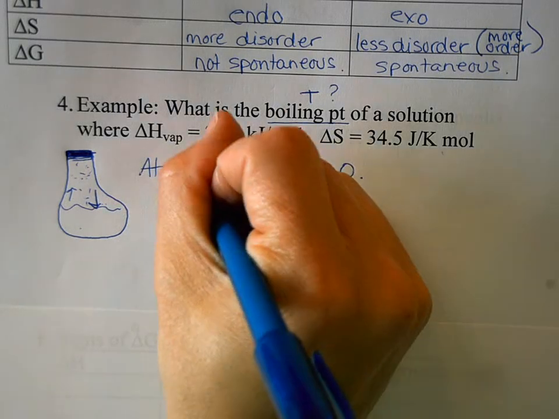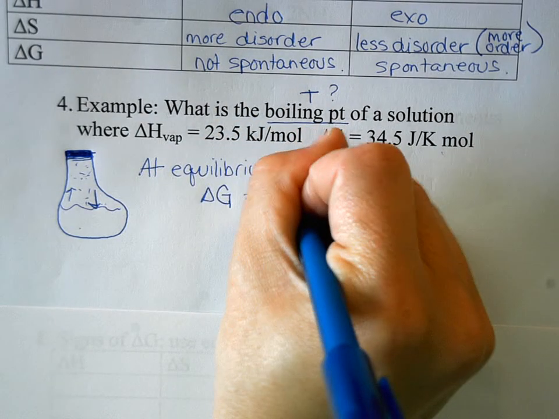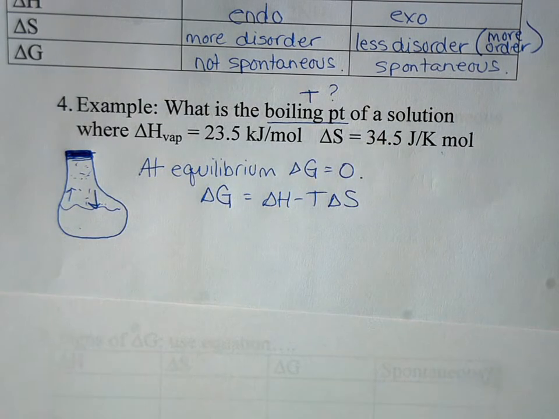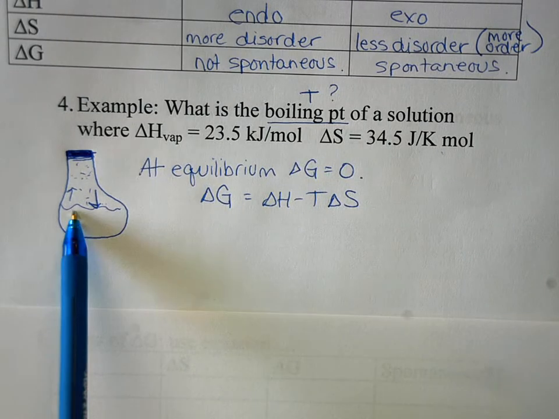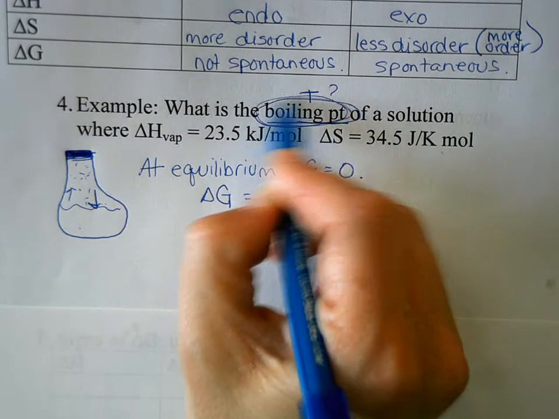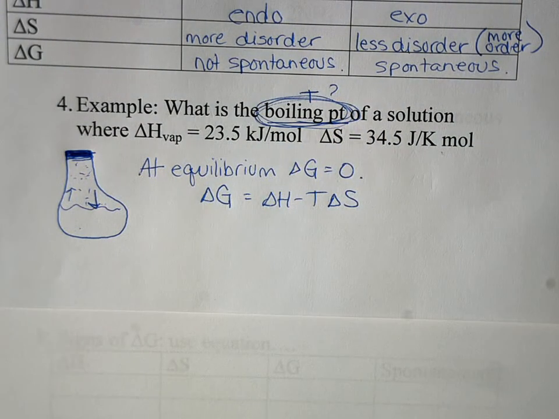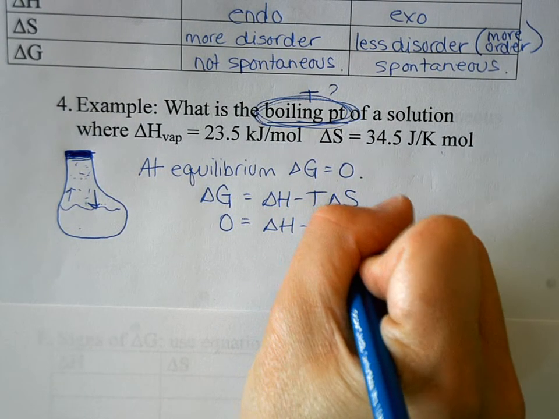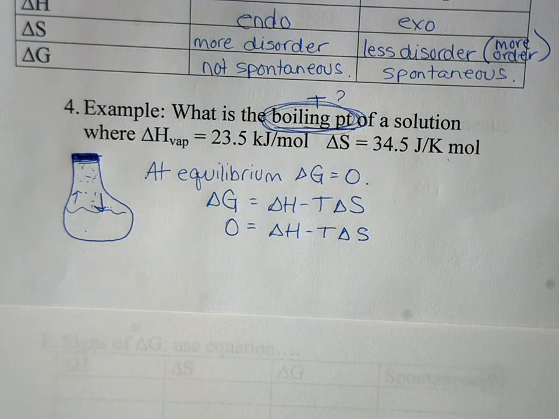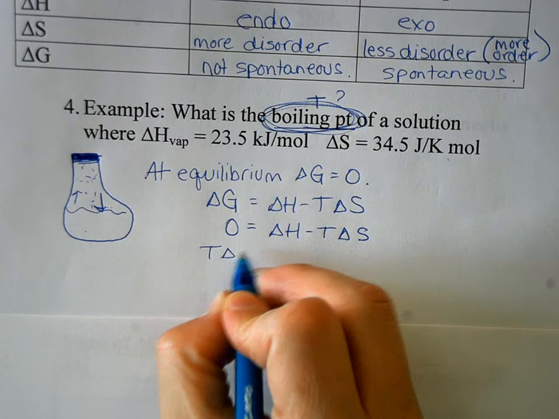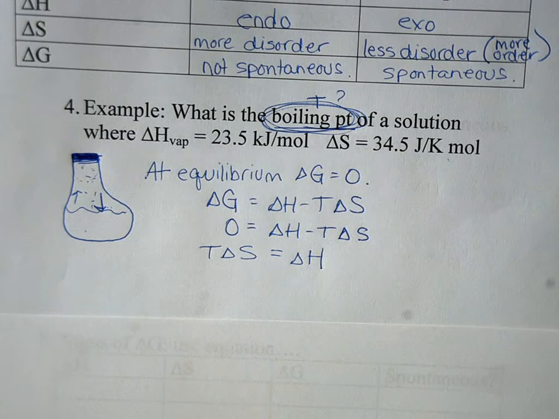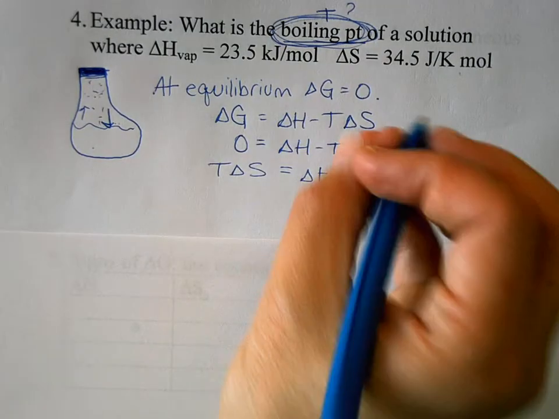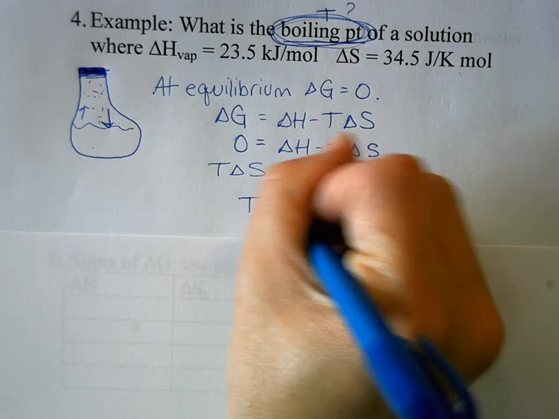If delta G is equal to delta H minus T delta S, lots of deltas, I am looking for T, the temperature, which is the boiling point. And the important thing, like I said, the math is easy, is just to realize that this is at equilibrium. Every time you see that boiling point, it's equilibrium, delta G is 0. So 0 is equal to delta H minus T delta S. Rearranging, doing some algebra here, T delta S equals delta H. And I'm looking for temperature, so it's delta H over delta S.